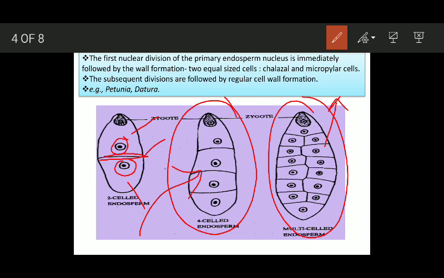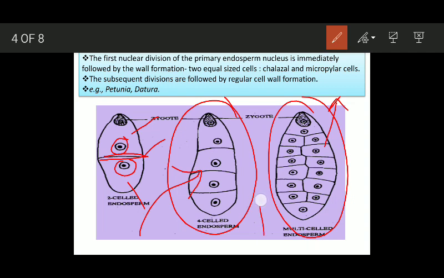The only difference between nuclear and cellular endosperm is that while nuclear endosperm becomes cellular at the end, the cellular endosperm becomes cellular from the beginning.